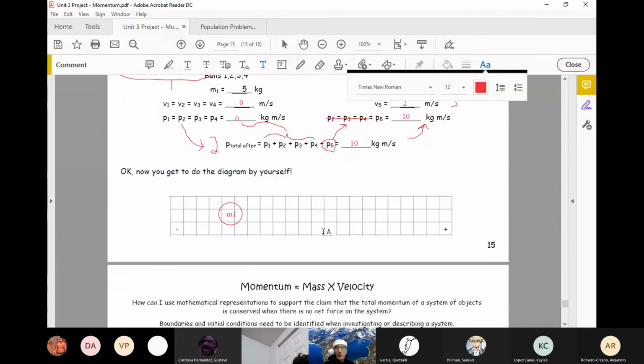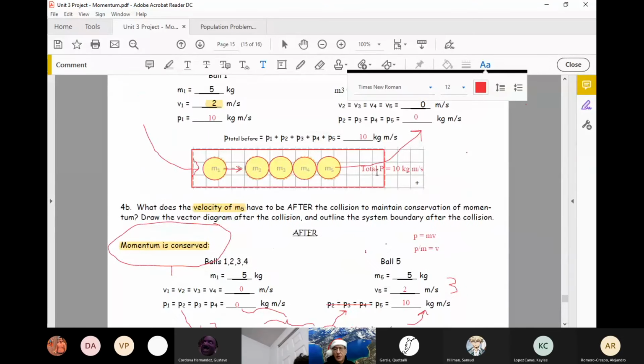Oh, one other thing it should have is the total momentum should be labeled. So don't forget to label that total momentum in your diagrams.